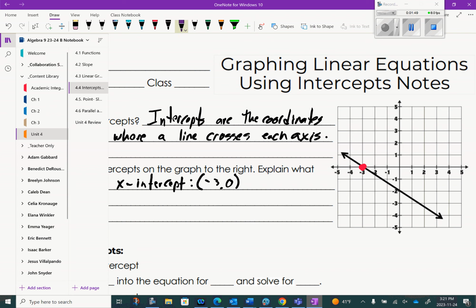Where does this graph cross the y-axis? Well, it happens right there. I don't know, can you see the purple? Let me put that in red also. So for the y-intercept, we would say this is the point 0, -2.